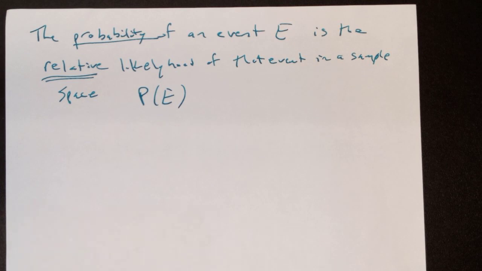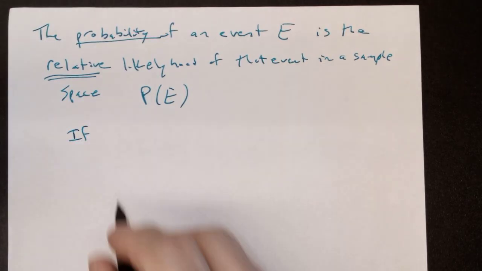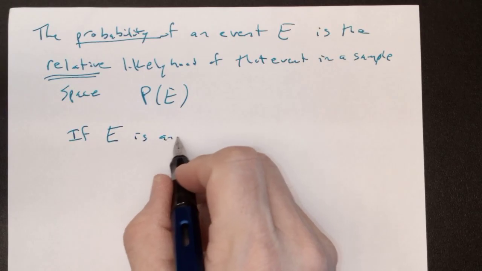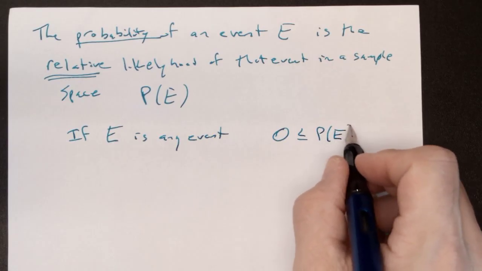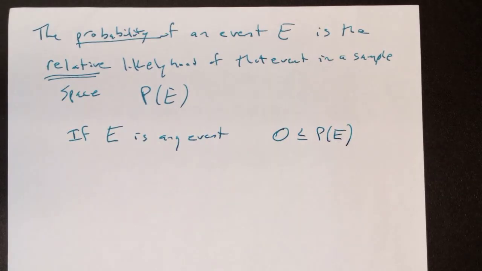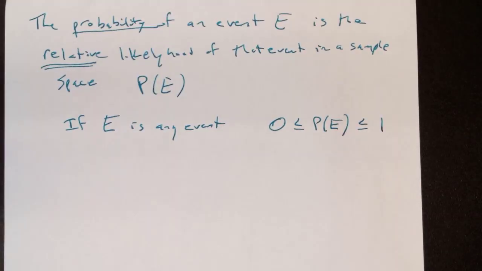I can guarantee something though. Matter of fact, I guarantee a couple. If I have any event E, the probability of E is always bigger than or equal to 0. If it's equal to 0, that thing can never happen. But it's also less than or equal to 1. And if the probability of an event is 1, then it is certain to happen. It must happen.